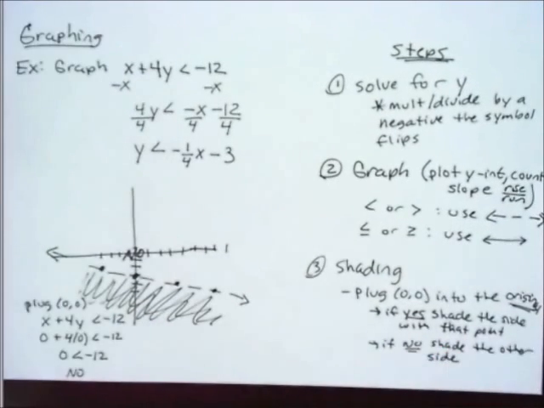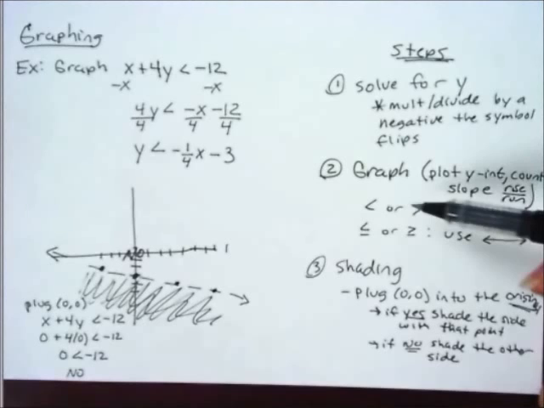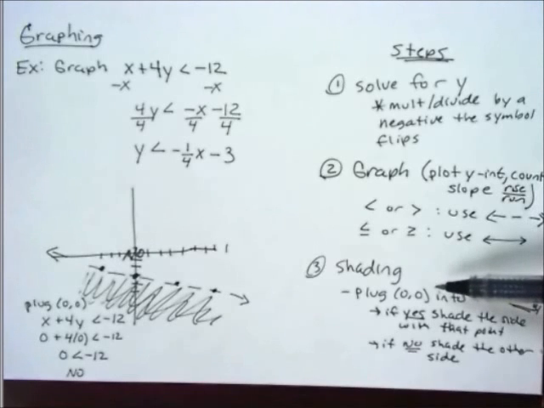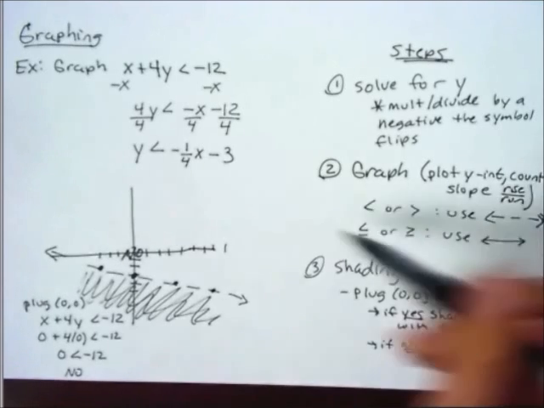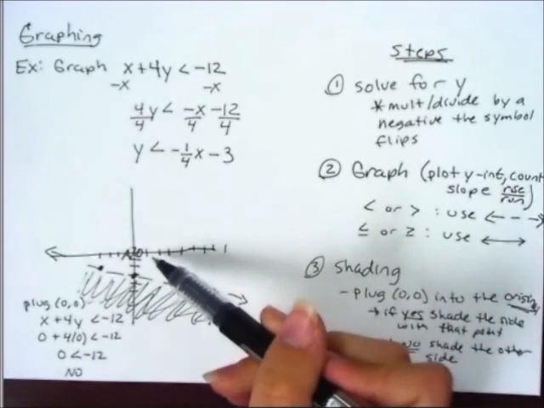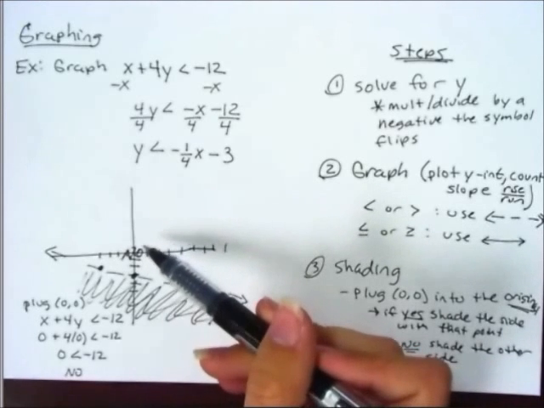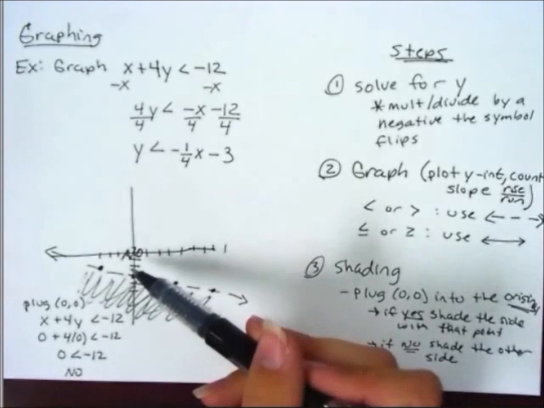So your steps again: solve for y, then graph it like you would originally. If it's got a less than or greater than, not equal to, you've got to use the dashed line. Otherwise you use your solid line. Then you need to decide your shading, so plug in a point. 0, 0 is the easiest to plug into, but you can choose whatever point you want. If it's yes, you're going to shade the side that has 0, 0, or whatever point you plugged in. If it's a no, then you're going to shade the other side. So that yes or no is going to tell you what to do.